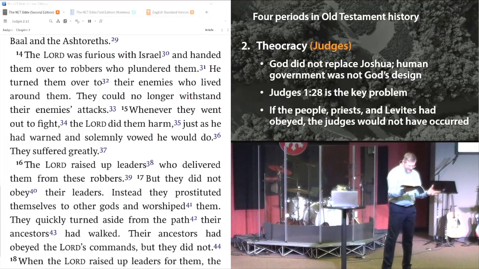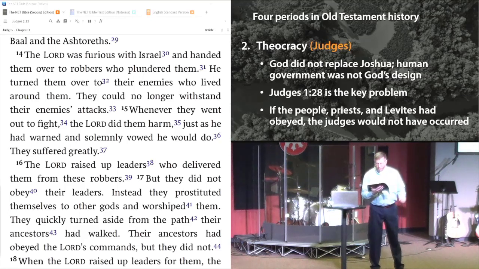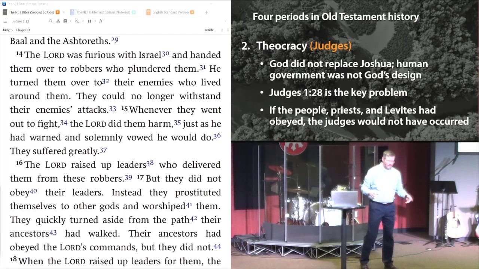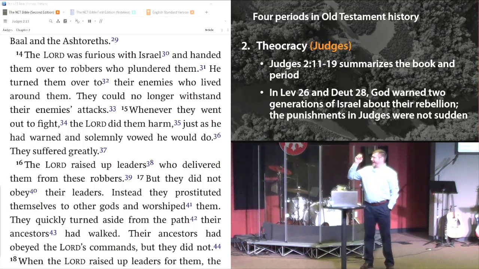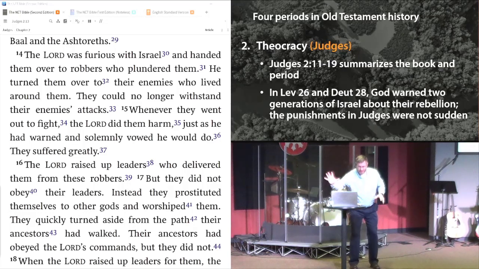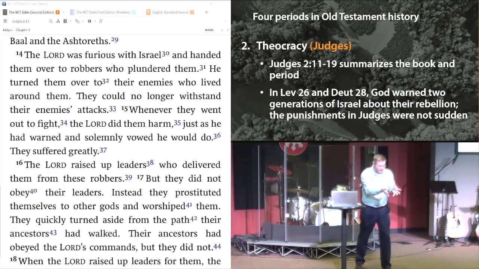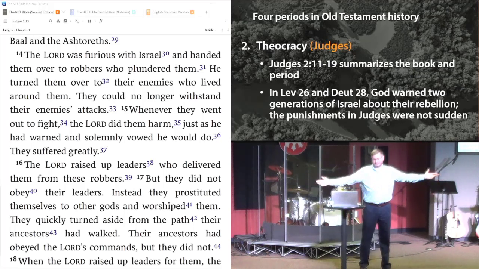They could no longer withstand their enemies' attacks. Whenever they went out to fight, the Lord did them harm, just as he had warned and solemnly vowed he would do. And this is a big deal, okay? Because some people look at this and say, oh, but they didn't know. The fact of the matter is that in both Leviticus 26 and Deuteronomy 28, the first generation out of Egypt and the second generation, God warned them, if you don't obey me, if you do this thing, this is what I'm going to do. They had plenty of warning.